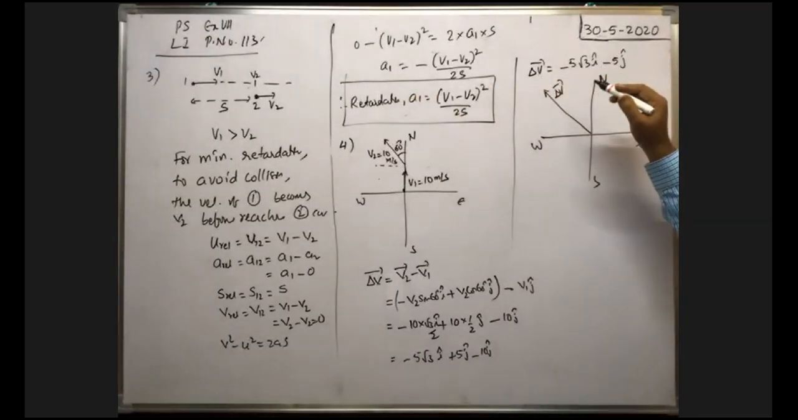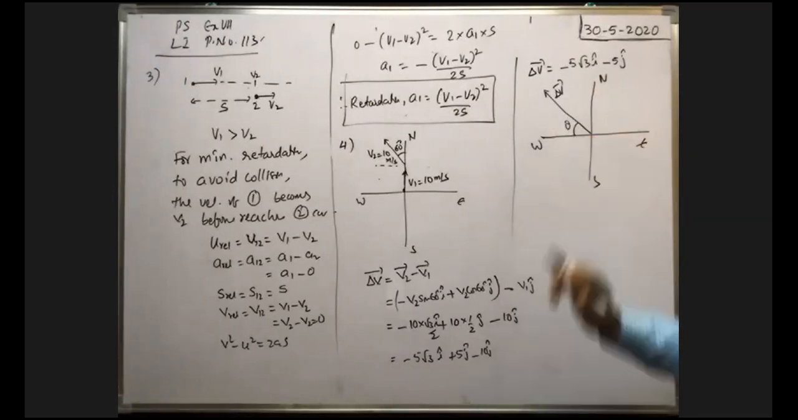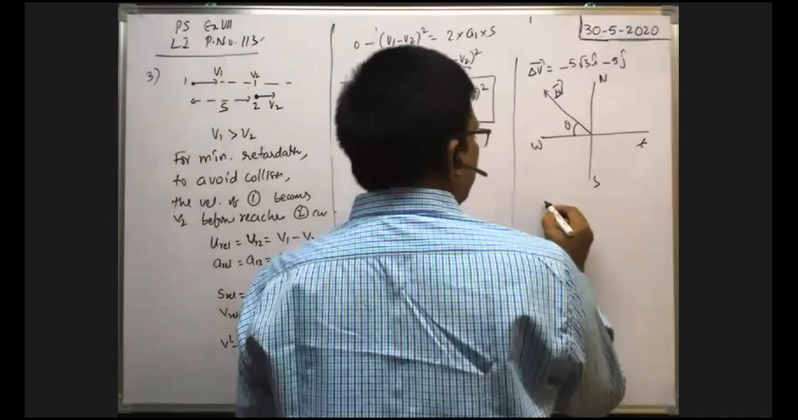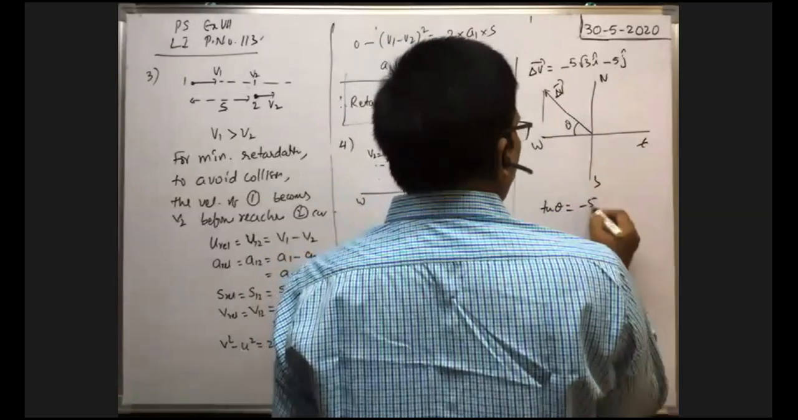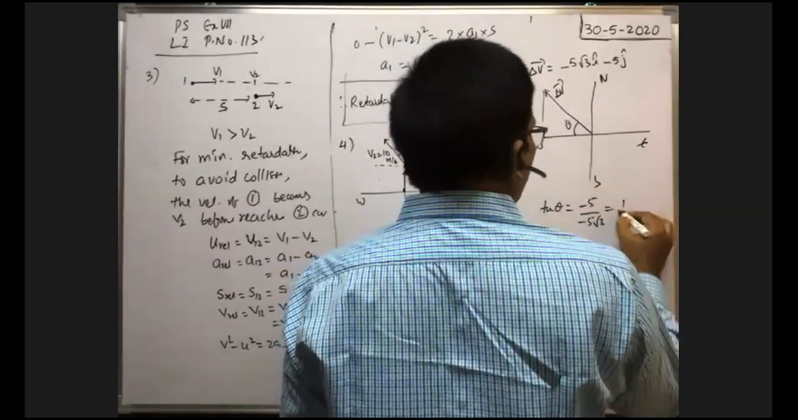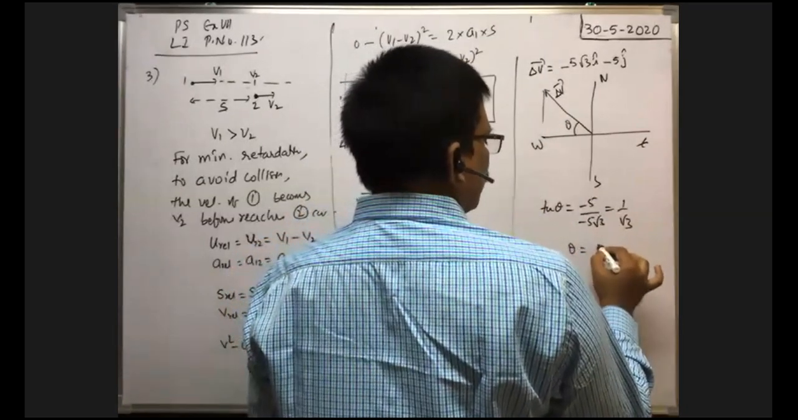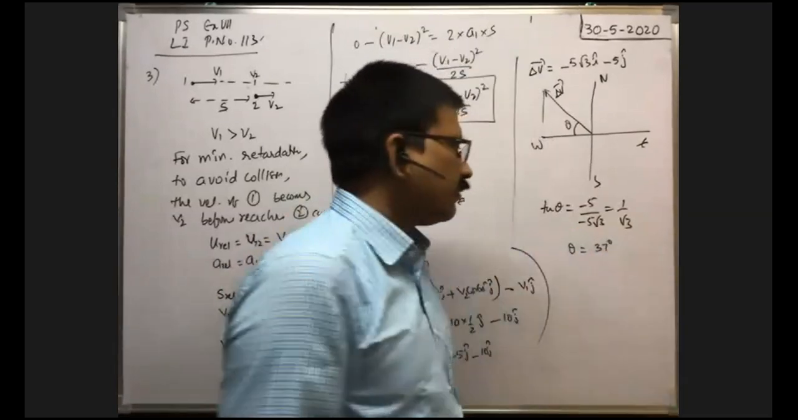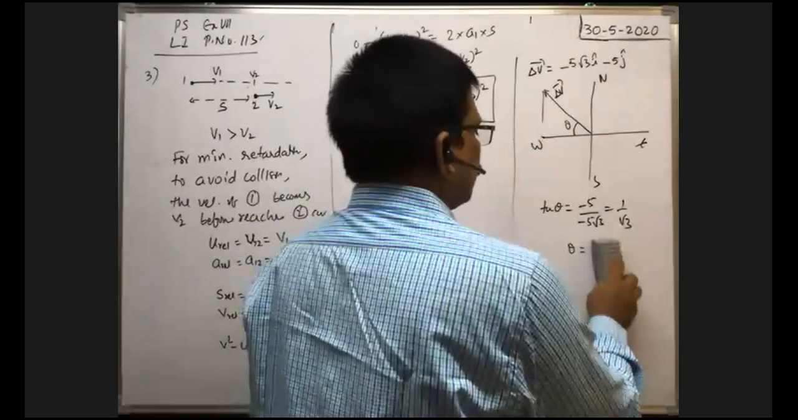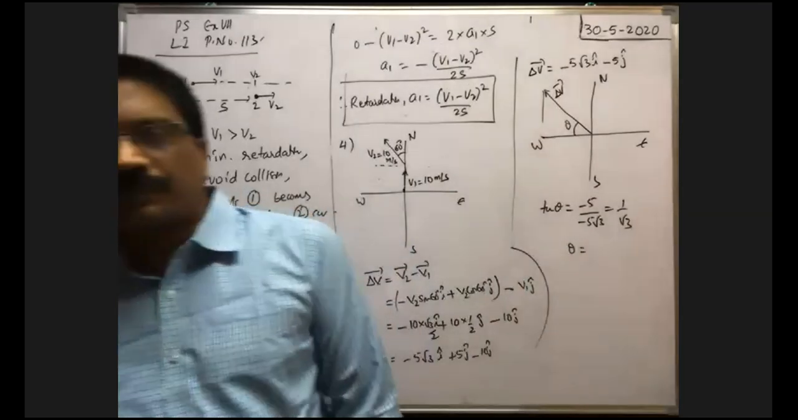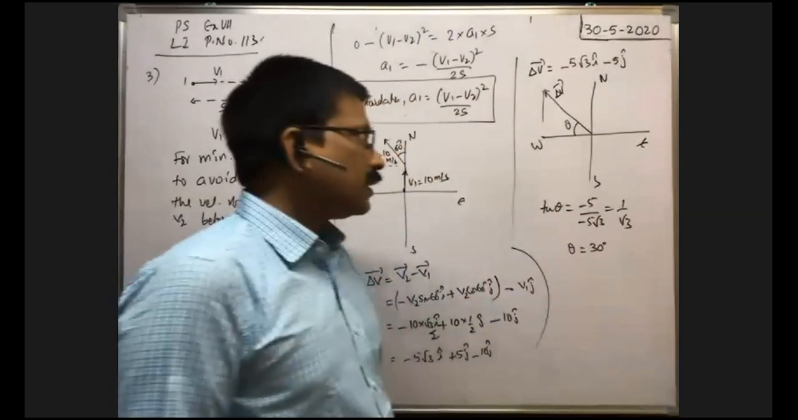At what angle? Suppose the change in velocity vector makes an angle theta with the negative x-axis. Then take tan theta, which is equal to y by x. Y component is minus 5 and x is minus 5 root 3, so tan theta is equal to 1 by root 3. So theta is equal to 30 degrees.